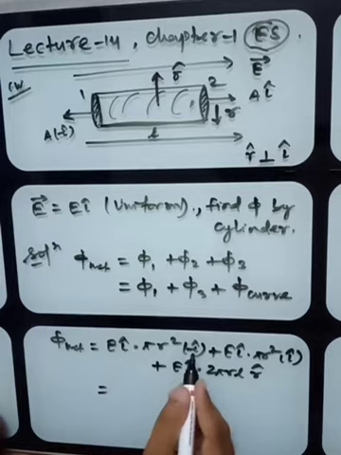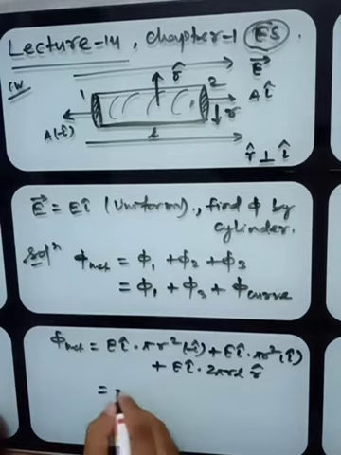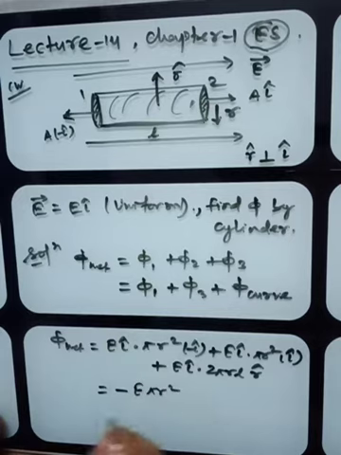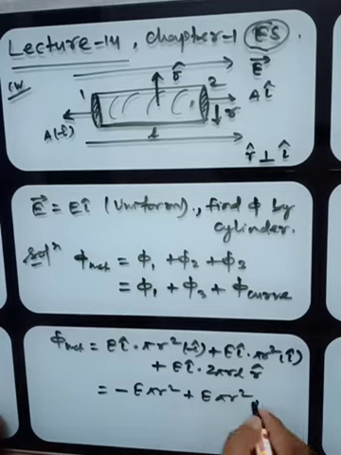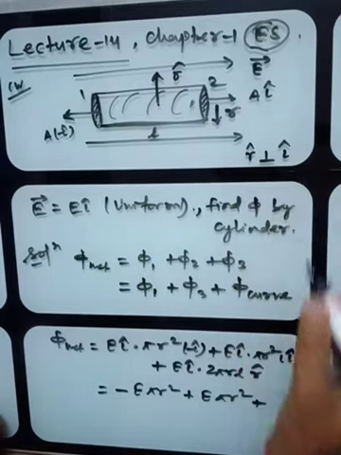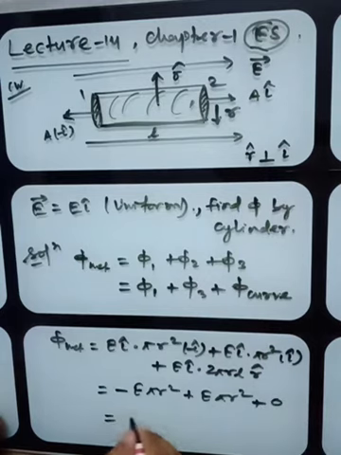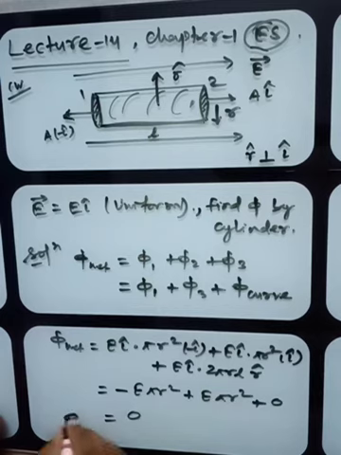Here i dot minus i will be minus, so minus E pi r square, here plus E pi r square, plus this i dot r, since both are perpendicular, it will be 0, and totally this one cancels out, and again we have the net flux 0.